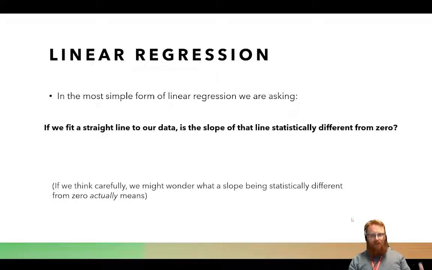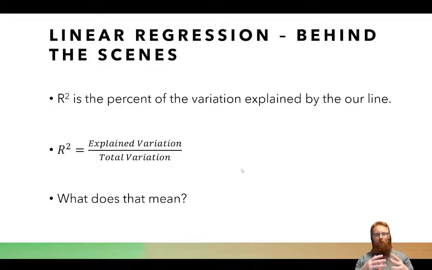So linear regression is, I would argue, even though probably most people wouldn't, the simplest form of statistical test, right? And it basically asks this question: if we fit a straight line to our data, is the slope of that line statistically different from zero? Right now, what does statistically different from zero mean? How can we know if a slope is statistically different, right? We'll get into that. But before we get into that, I want to talk about R squared, right?